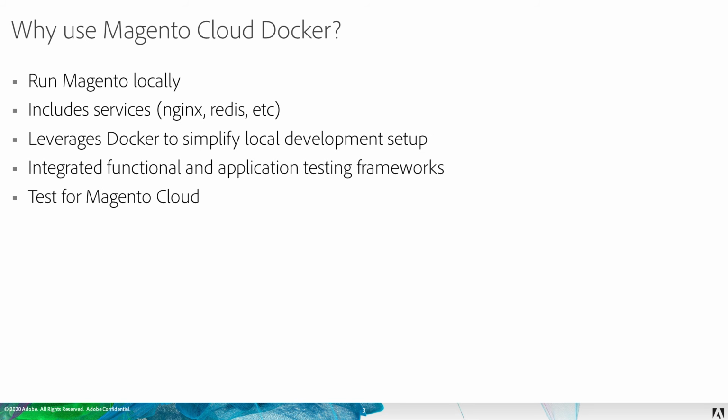So why would you use Magento Cloud Docker? Well, it lets you run Magento locally. It includes all the services you need to run Magento, so you don't have to install a bunch of services on your host machine or manually configure them or cobble together a bunch of different Docker containers. You use Docker, so it simplifies the development setup. You can have different projects with different containers and so on. It includes the functional and application testing frameworks that Magento uses. So you can test and run all that with Magento Cloud Docker. And as I mentioned before, it's great for testing in preparation for moving code to Magento Cloud.